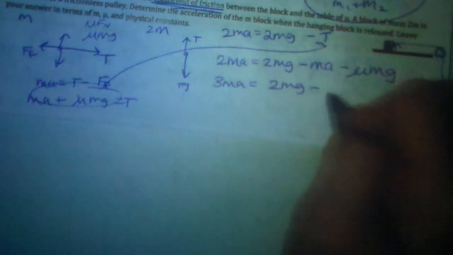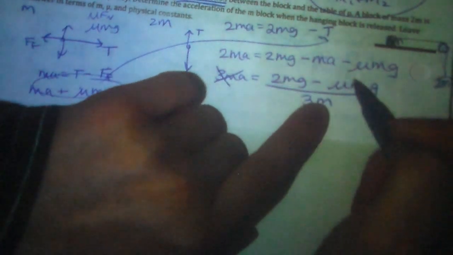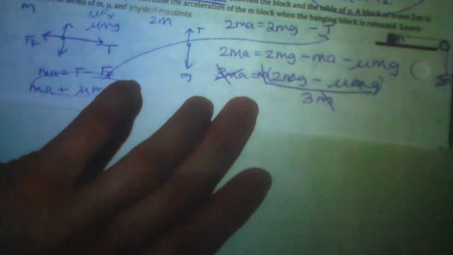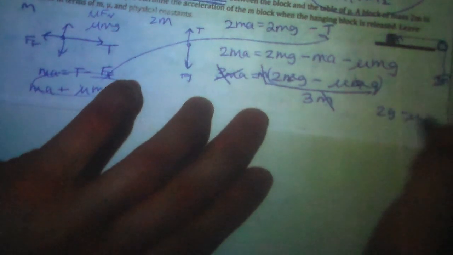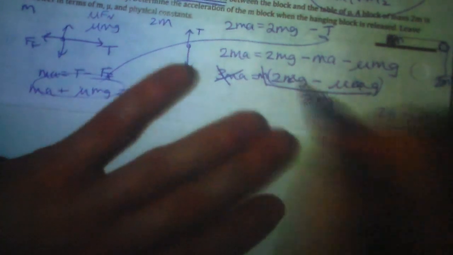Get the A's by itself, so this would be 3ma. Divide the 3m over. This is your answer. Here, see how I have dividing by m and I have an m in each term? So you can pull the m out front, like this, and that can cross off, because I do have it in all my terms. So this is 2g minus mu g over 3. I can cross it off here, because it was in both terms.